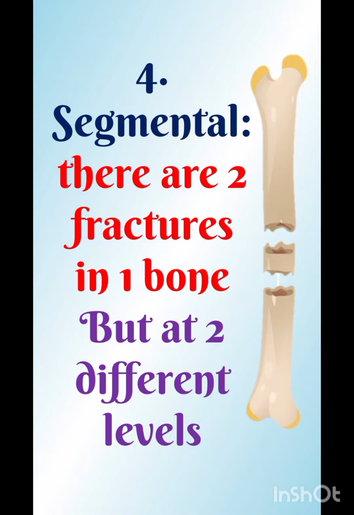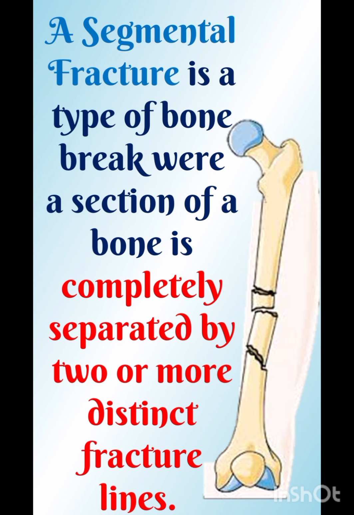Next is segmental fracture. There are two fractures in one bone but at two different levels. A segmental fracture is a type of bone break where a section of a bone is completely separated by two or more distinct fracture lines. So in the image we can see there are different fractures and there are different fracture lines also.